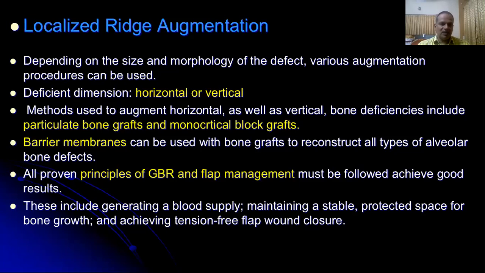All proven principles of guided bone regeneration and flap management must be followed to achieve good results. These include generating a good blood supply, by good management of the flap as well as by providing cortical perforation with a small round bur, which will help in providing vascular supply to the graft material, and then by maintaining a stable protected space for bone growth, that is, by using the bone graft materials along with the membrane, and by achieving a tension-free flap wound closure.